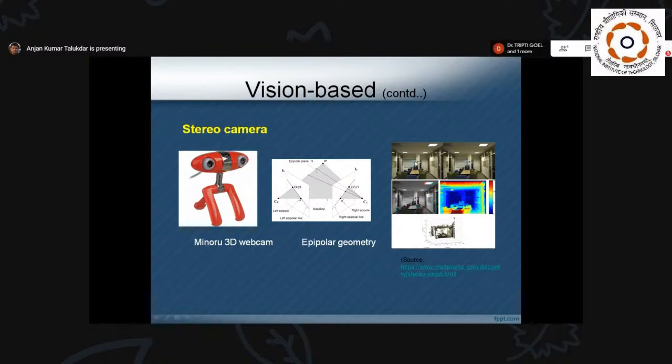For example, suppose this is one same scene. This is captured by the left image, this is captured by the right image, and this is the disparity map, which is giving you the information about the depth. And this is basically a 3D projection of this depth image. So with the help of a stereo camera, we can extract not only the 2D information, but also the depth information or the 3D information.